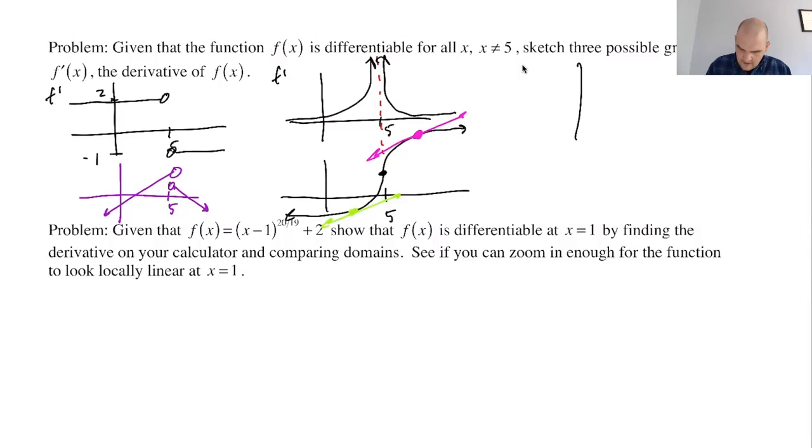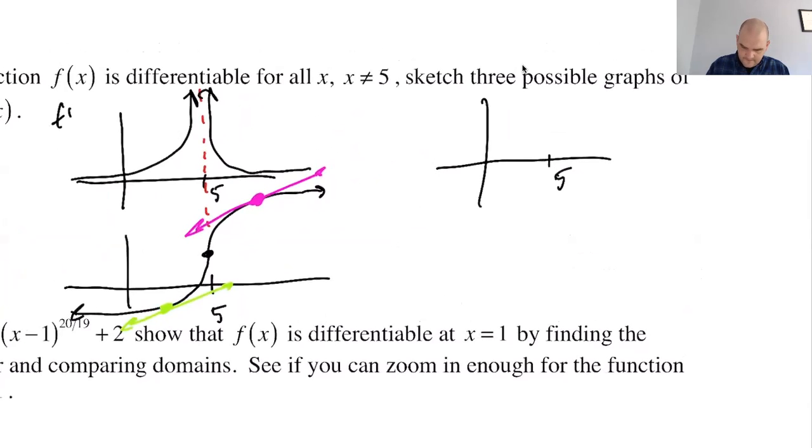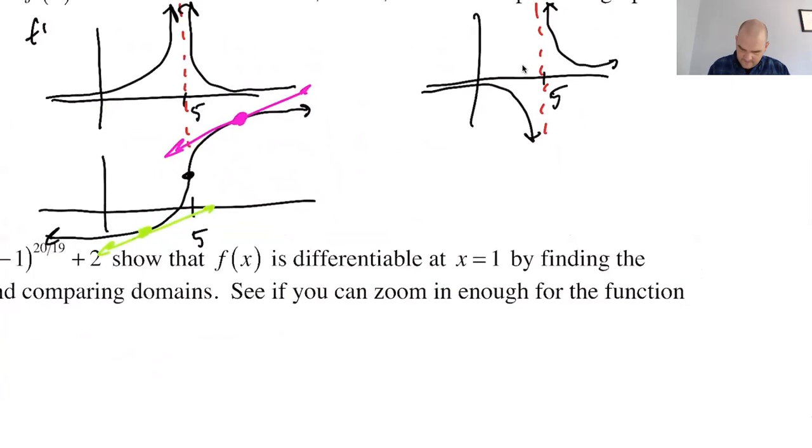So another thing that we could do at 5 is I'm going to do an asymptote again, but a different behavior at the asymptote. So maybe something like this. Okay, so I need a function that as I approach 5 from the left, the slope will go to negative infinity, which is like this, right? Tilt to negative infinity.